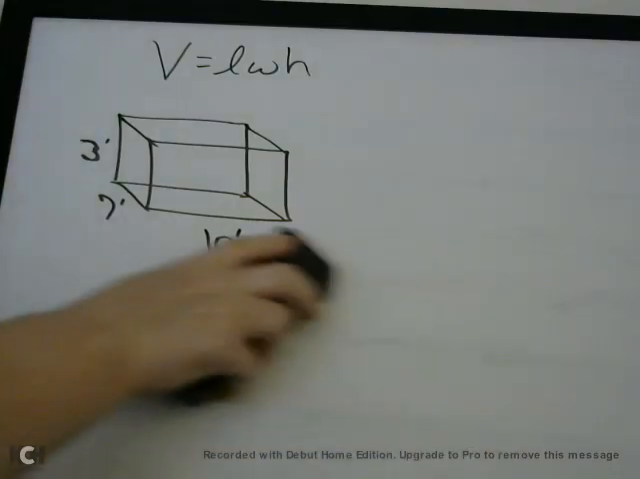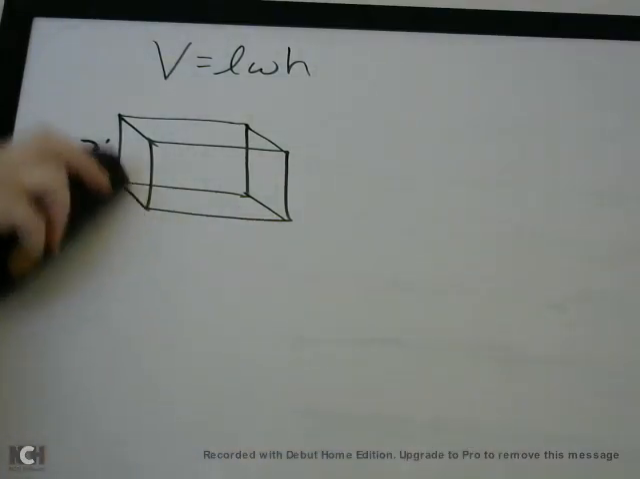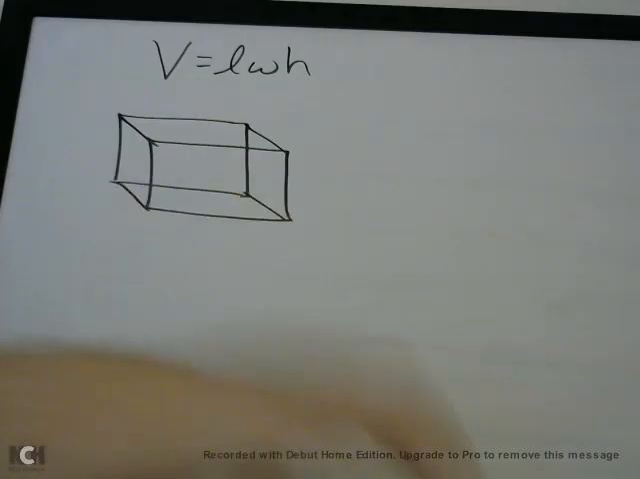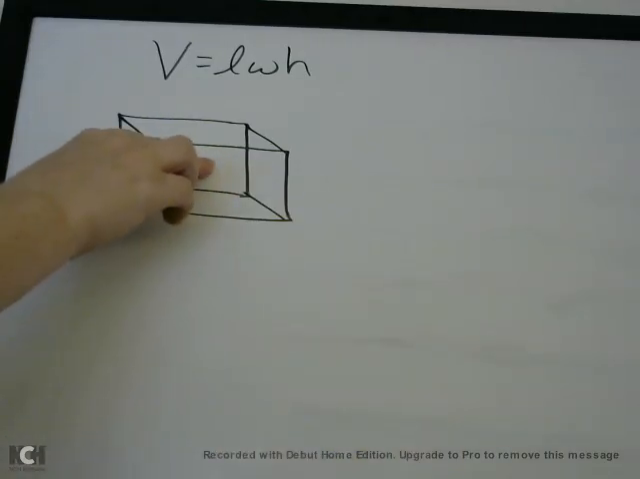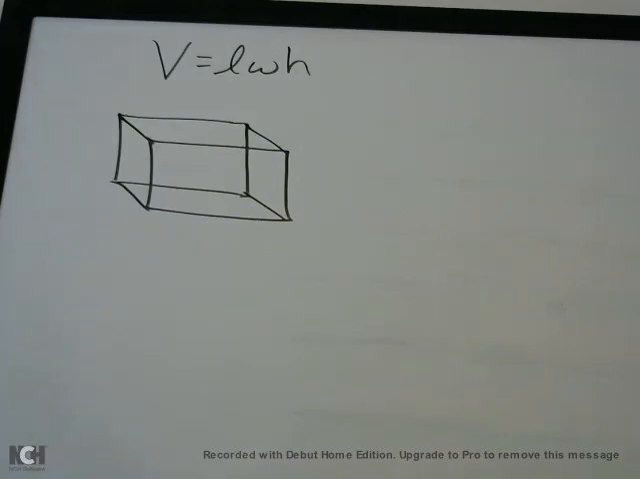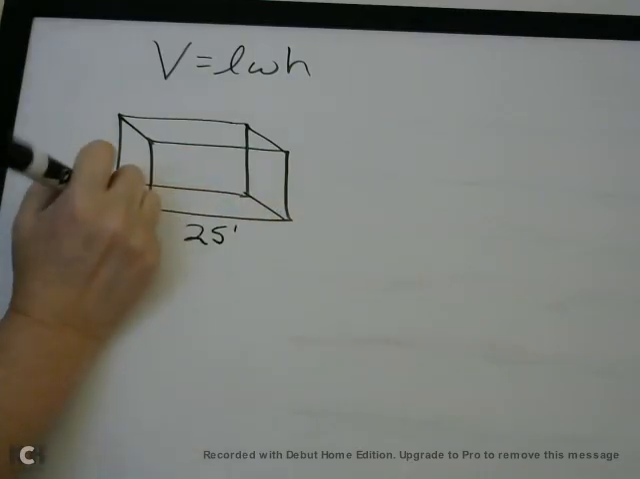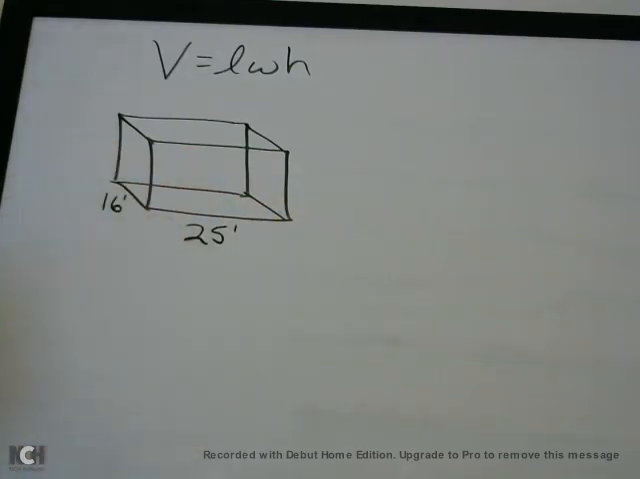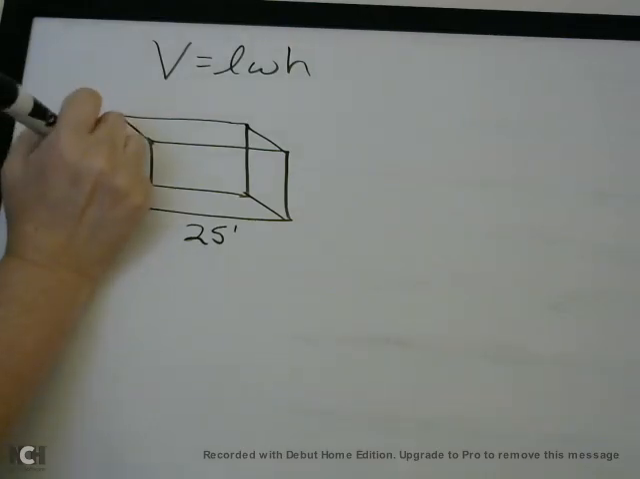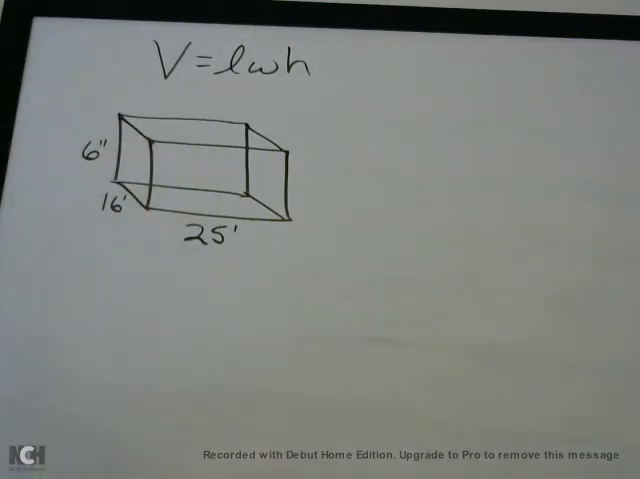Let me show you something similar but a little bit trickier, just to be aware of. Let's say you are building a driveway and you want to pour some concrete, and you need to know how much concrete you need. So your driveway is 25 feet in length, 16 feet in width, and 6 inches in height. So you have this long driveway and its width, but then the concrete for the driveway is only 6 inches tall. So again, not drawn to scale. So how much concrete do you need? What's the volume of this?